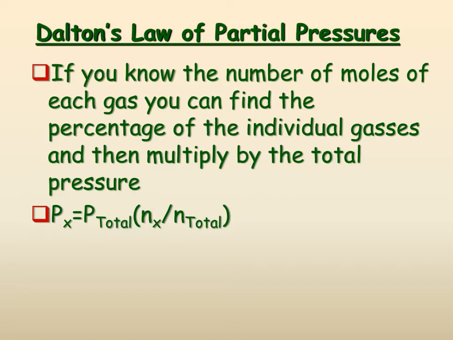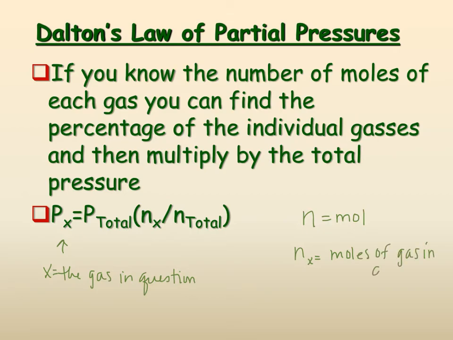So what that looks like is P of X equals P total times n of X over n total. X is the gas in question, what you want to find out. P total is still your total pressure. The lowercase n stands for moles. To find the percentage of gas X, you need to know the moles of gas X and your total moles, and that gives you your percentage. So n X is the moles of the gas in question, and n total is the total moles of all gases.